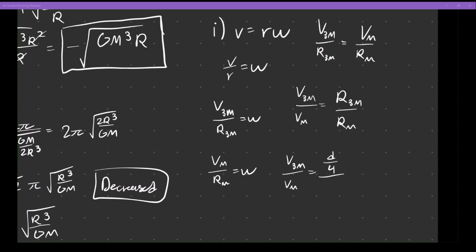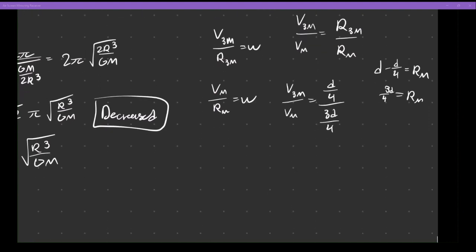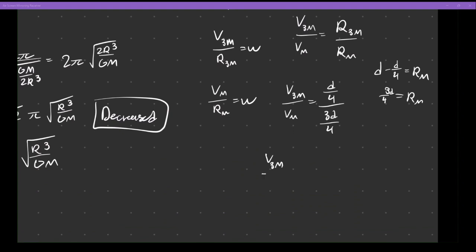But then if one of the radii is d over 4, the total distance minus that is equal to r of the other m, which is equal to 3d over 4. So simplifying that down, d over 4 multiplied by the reciprocal, d cancels, 4 cancels, so it's equal to 1 over 3. That's it for part I.